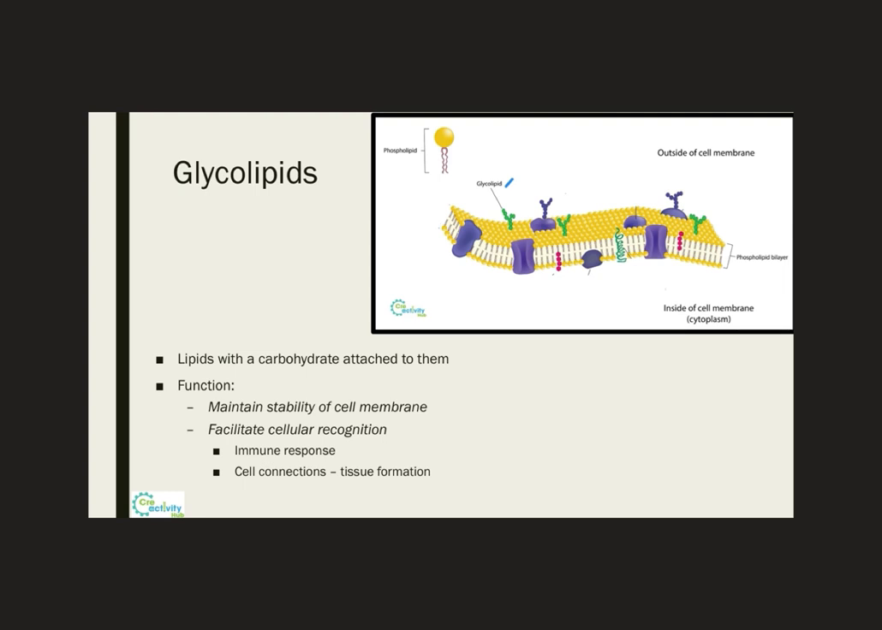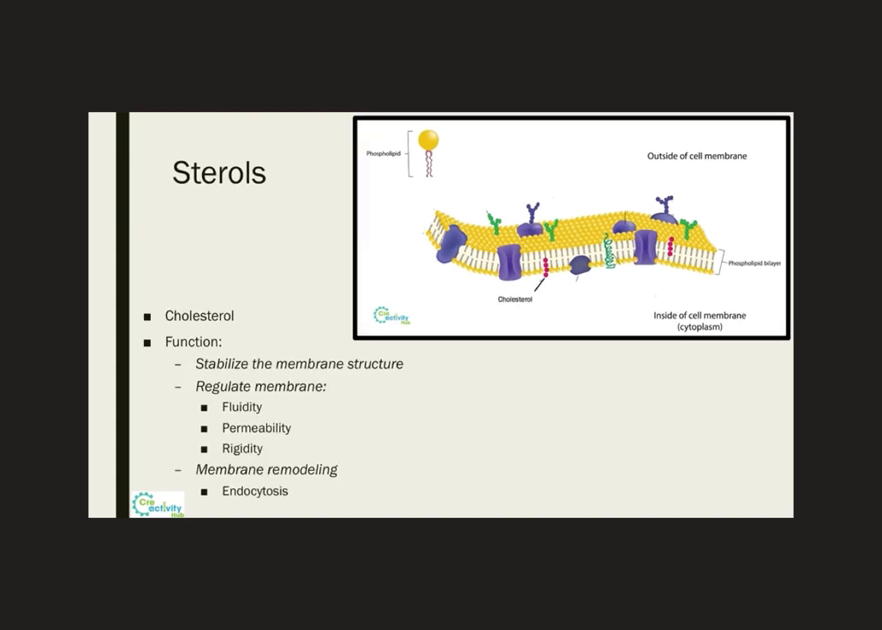Now, the main function of a glycolipid is to maintain the stability of the cell membrane, and glycolipids are also important for cell recognition and for connecting cells to form tissues. With regards to sterols, they stabilize the membrane structure, and they also help to regulate the membrane fluidity, the permeability, and the rigidity. They also play an important role in membrane remodeling as part of biological processes such as endocytosis, which we will see later on. The most common sterol in the plasma membrane of human cells is cholesterol.